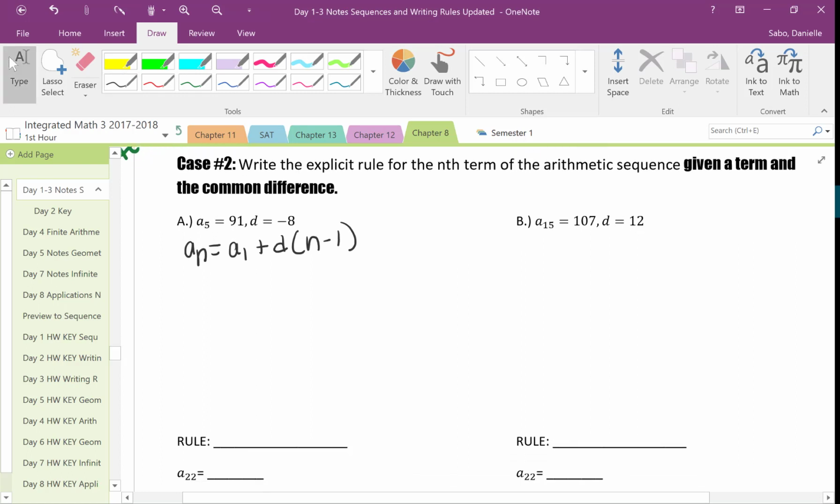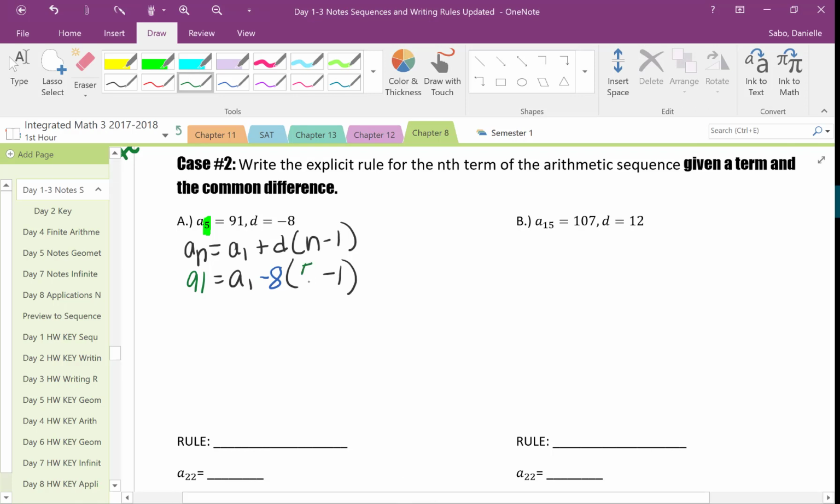Always label what you know. I know the value of the fifth term, so I know a sub n. It is 91. I don't know a sub 1, so I'm going to leave it alone. I know the common difference, and that's -8. Now, I know n as well. What is n? It is 5. Here's why. The value of the fifth term is 91. That's why I always have you write that out, with the value of and the fifth term.